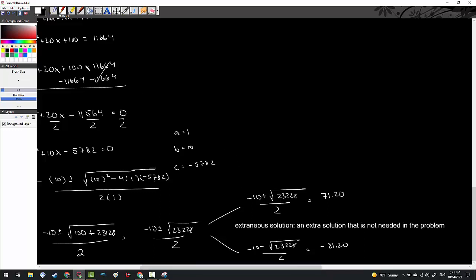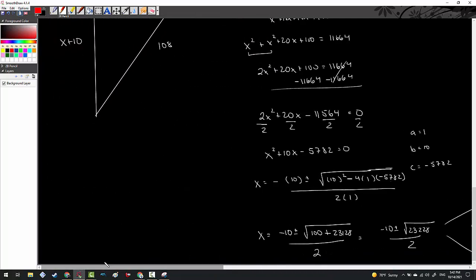But remember, in the context of this problem, we're looking for speed, right? And so we're looking for a person's rate of change as they go down the highway. With that in mind, how can a person be going negative 81.20 miles per hour? I just don't think it's possible. Even if a person was going in reverse and almost hit somebody, no insurance accident report would say the person was driving negative 81 miles per hour. It just doesn't happen. Speed is what we call a positive vector, which means the negative 81.20 in the context of this problem is an extraneous solution that we don't need.